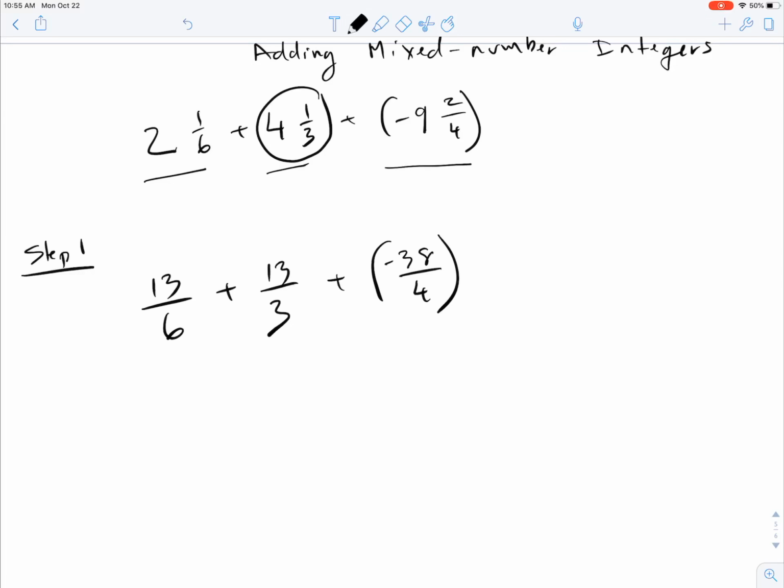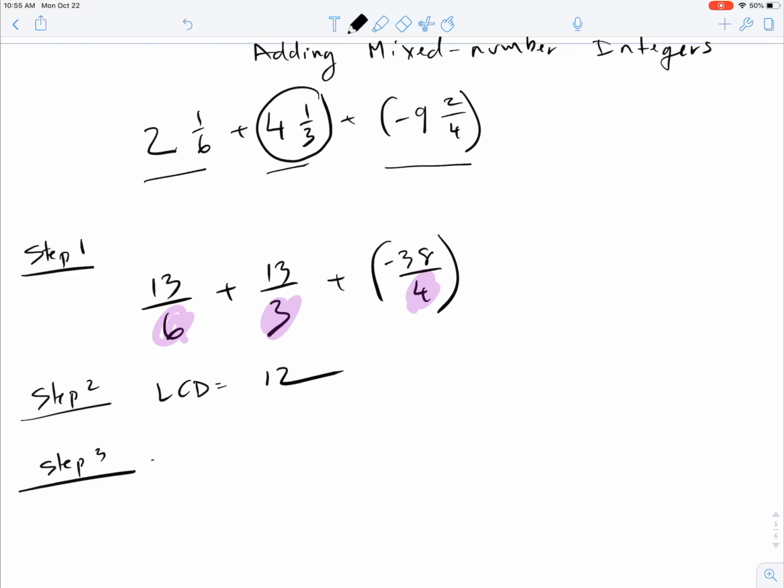So we have these converted fractions. Step two: we look at the denominators. In order to add or subtract any kind of fractions, we need to have an LCD. So we're going to find the LCD between 6, 4, and 3. I think the LCD is going to be 12.